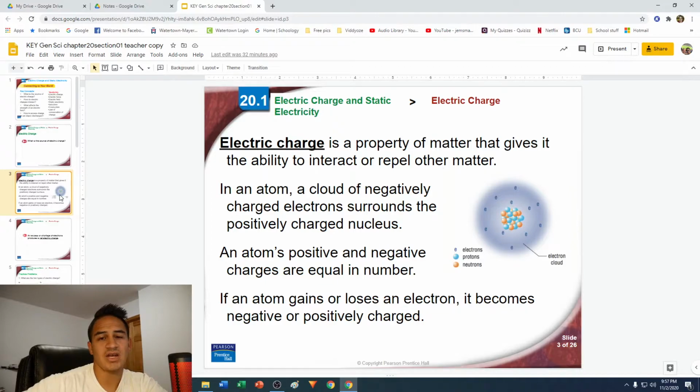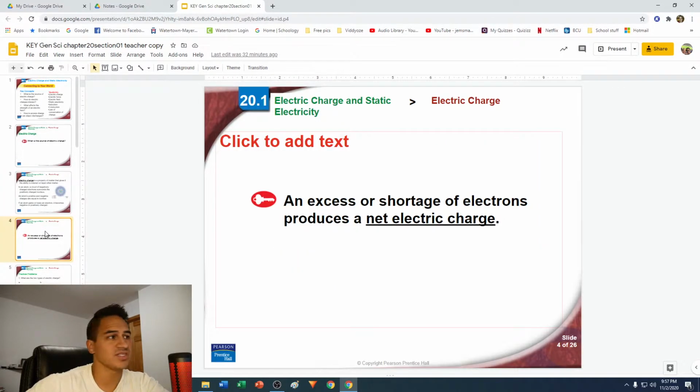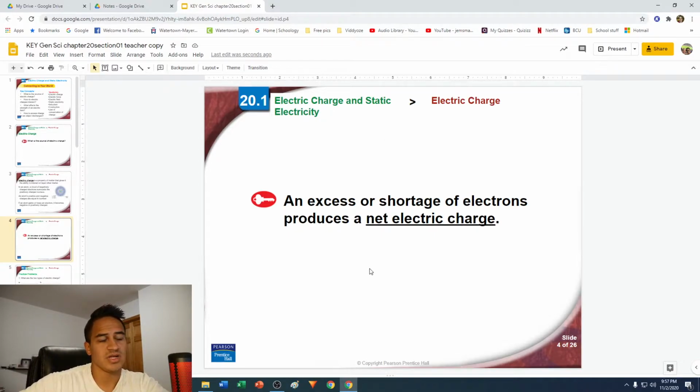However, it is possible for an atom to gain or lose electrons, in which case it will become positively or negatively charged overall. And once it has a charge, from that point it can interact with magnets, it can interact with electric circuits, and we start to get things that we call electricity. An excess or shortage of electrons is something that we call an electric charge, and it produces a net electric charge. If you have more electrons than you usually would have, you're going to have a negative charge. If you have less electrons than you usually would have, you're going to have a positive charge. So this is where charges come from.